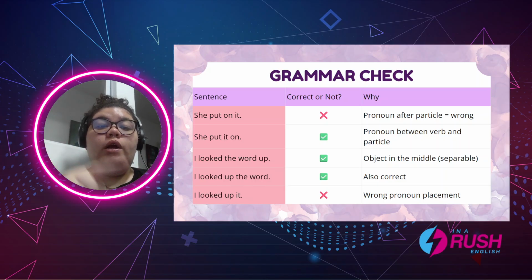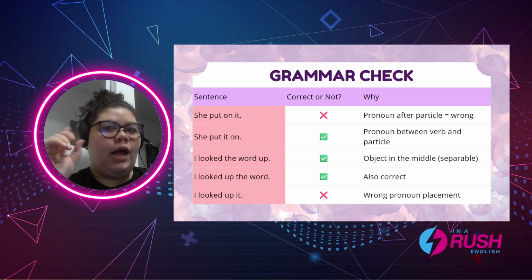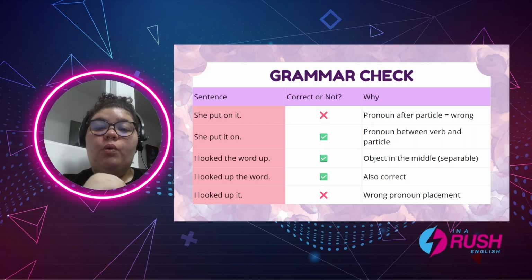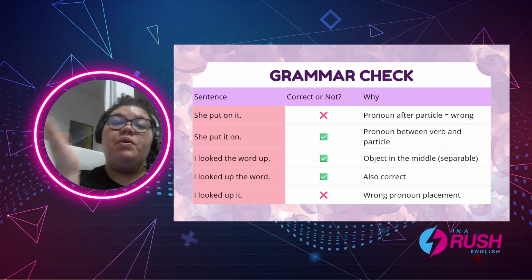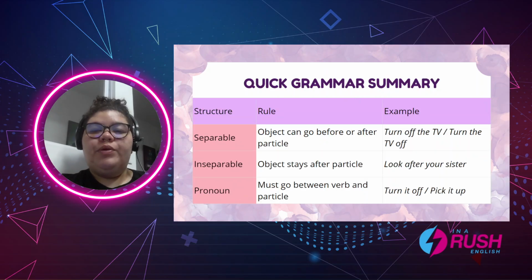I looked the word up. Very correct. The object is in the middle, separable. I looked the word up. I looked up the word, okay? I looked up the word. Also correct because this is a separable phrasal verb. I looked up it. Wrong pronoun placement. So it's wrong, not correct. I looked it up, okay? The it comes before the up. Good job.